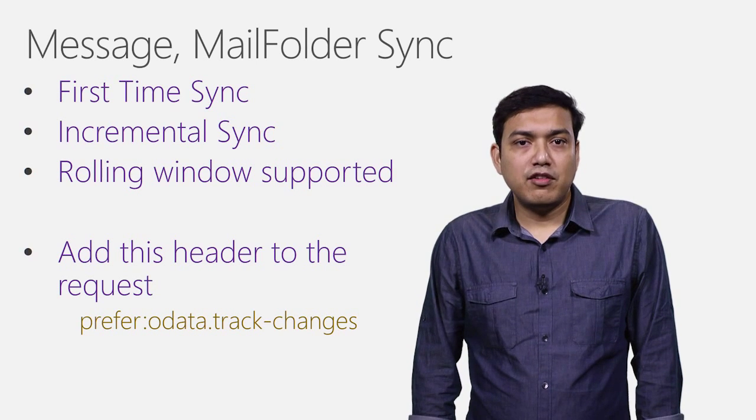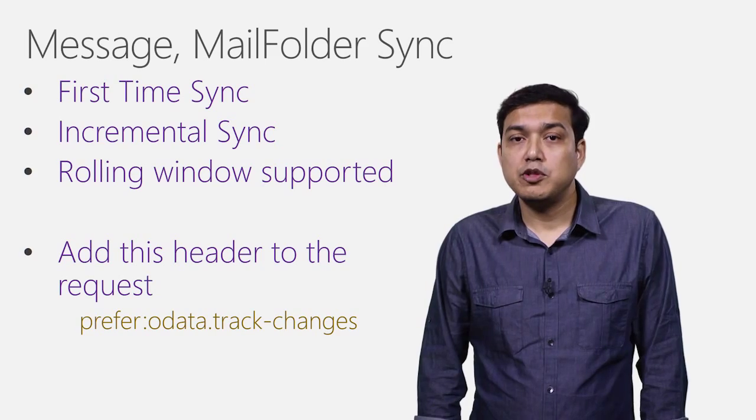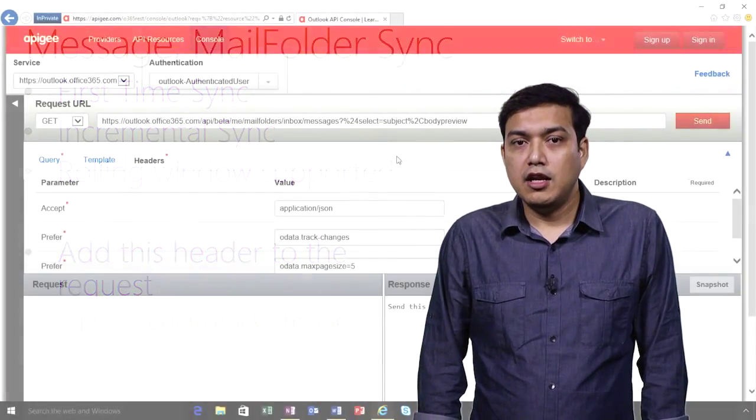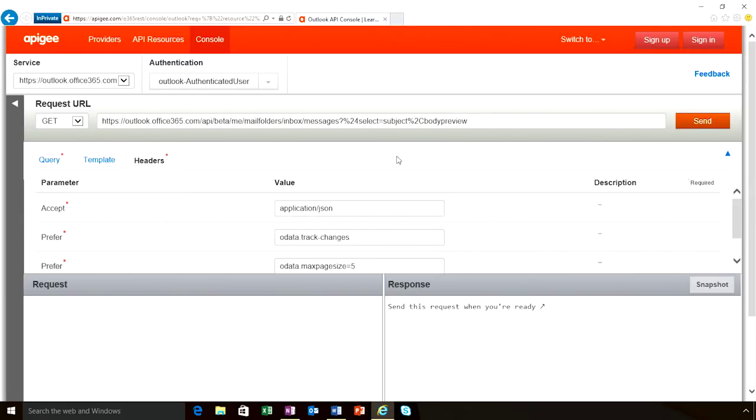Note that attachments on messages will not be returned and your app will have to retrieve them if the has attachments property on the message is true. Now let's take a look at demo 2. Let's try and issue our first initial sync request. You navigate to the messages in the folder that you want to sync. In this case, we will sync the inbox.